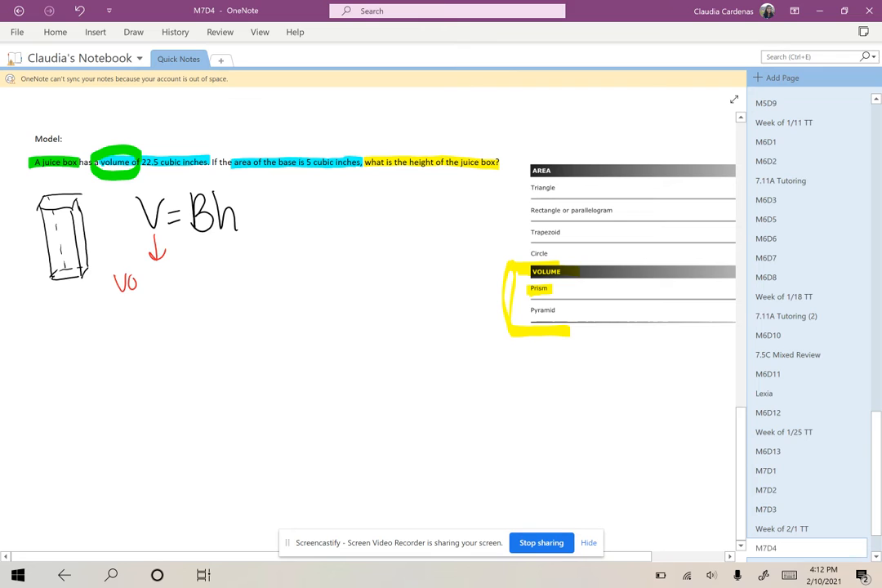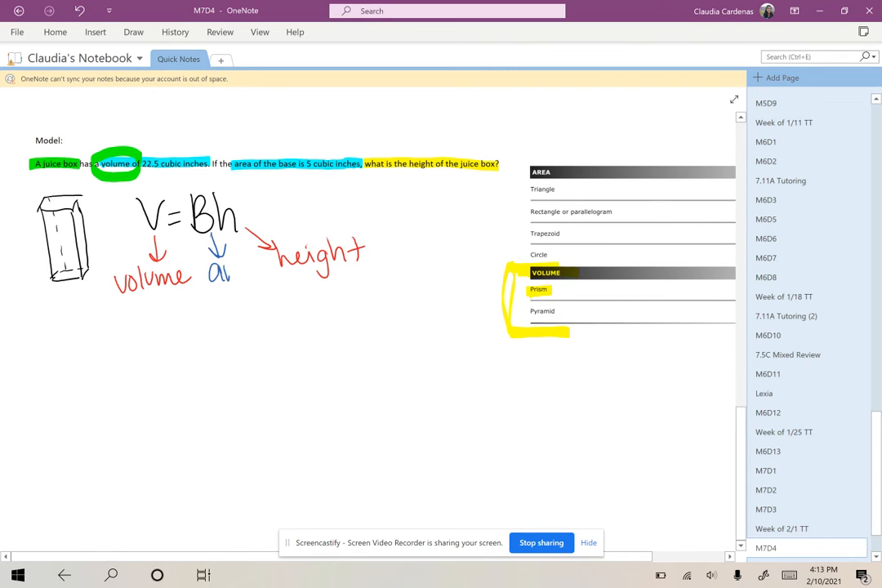So I know V is for volume, and I know H is for height, but there was something very special about this capital B that I need to remember very carefully. The B is capital because we need to find the area of the base first, and then we can multiply it by the height. So it's not just the base length, it is the area of the entire base shape. So we want to make sure that's written in our notes.